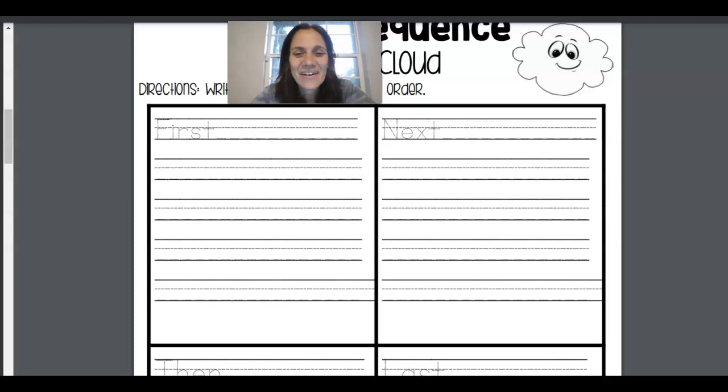Love that Eric Carle book, The Little Cloud. So, we are talking about putting our stories in order, being a really good listener or a good reader, and paying attention to the order of the story. So, you are going to have a paper.